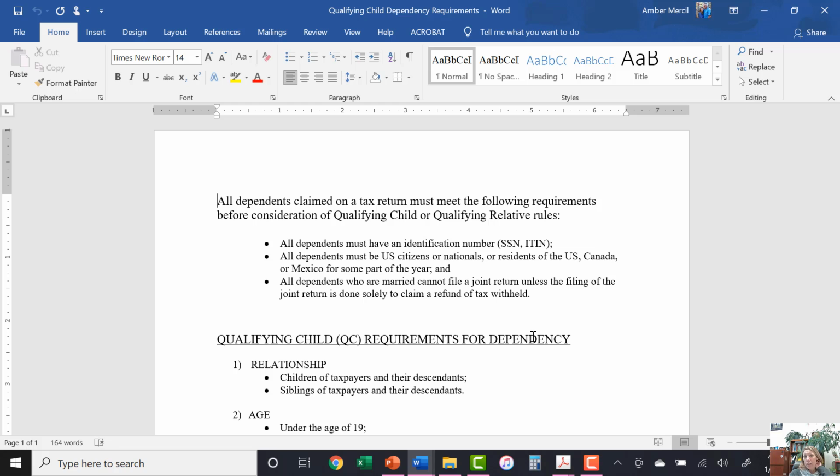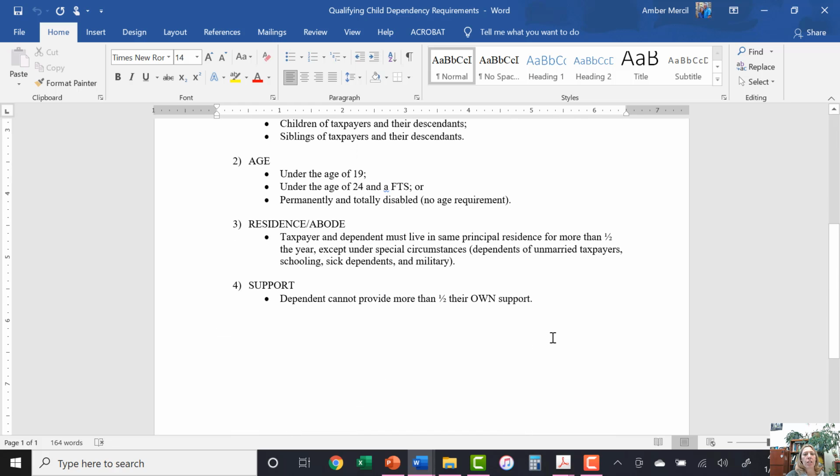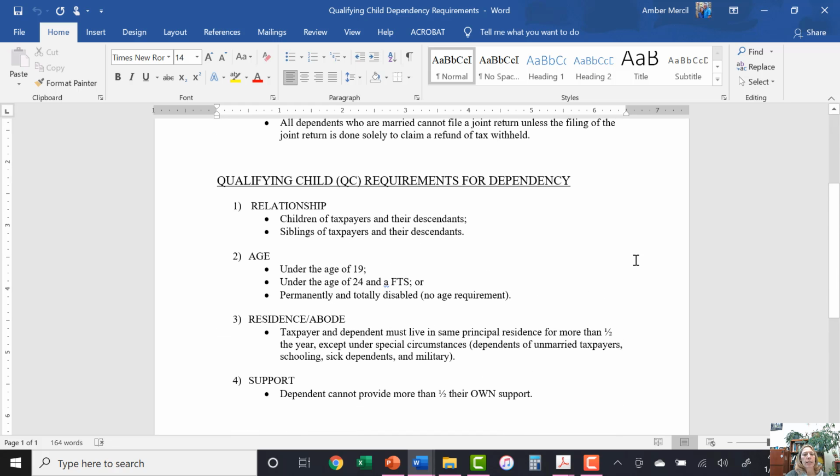But the main parts of this are saying, do you have dependents? Do they meet the test? In order to be a qualifying child, there are 4 tests: relationship, age, residence or abode, same thing, and support.